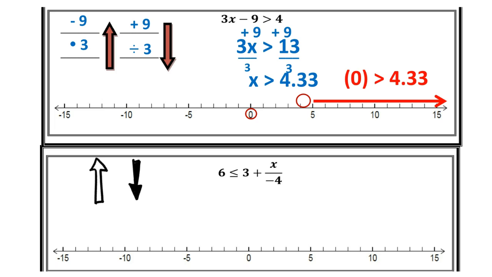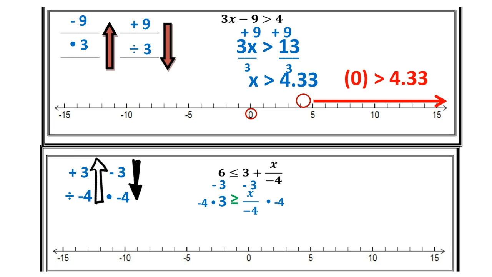So I need to think what operations are happening to my variable. I'm dividing by negative 4. Then I'm adding 3. To undo that, I'm going to subtract 3 and multiply by negative 4. So now I have my set of instructions. Both sides, I'm going to subtract 3. That gives me my identity because 3 minus 3 is 0, leaving me with just x divided by negative 4 on the right. 6 minus 3 is 3. Now I know that I need to multiply both sides by negative 4.